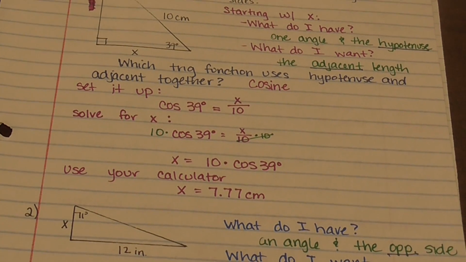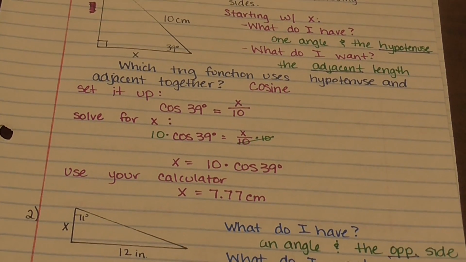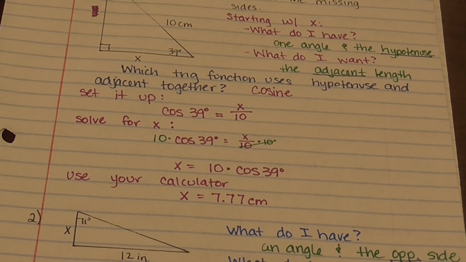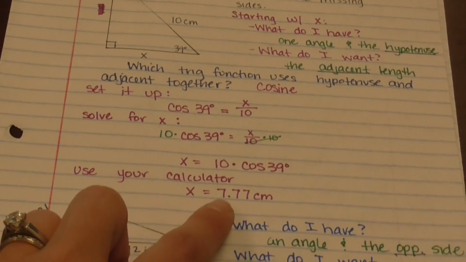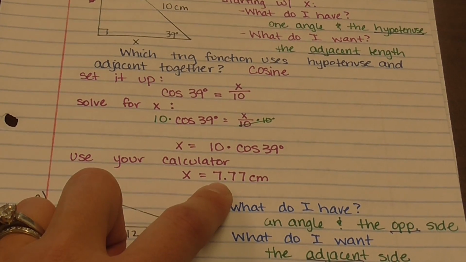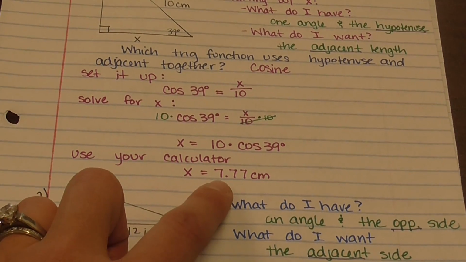This is where you're going to use that cosine button on your calculator. You're going to type in 10 times the cosine button and then 39 degrees. So what you get is 7.77 centimeters.